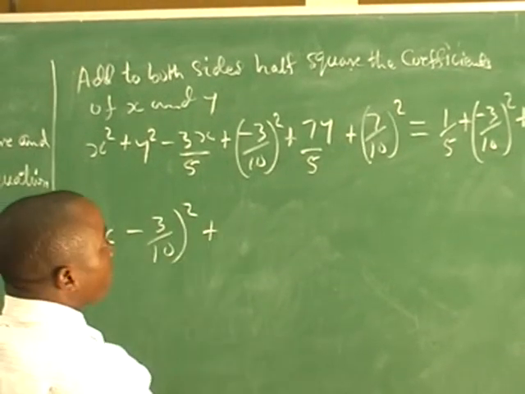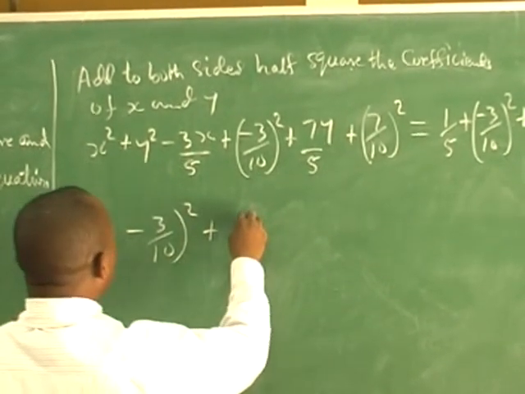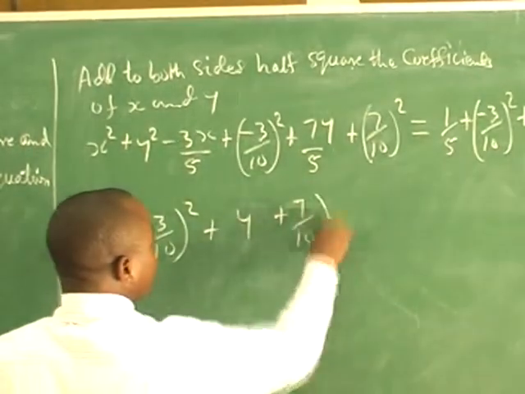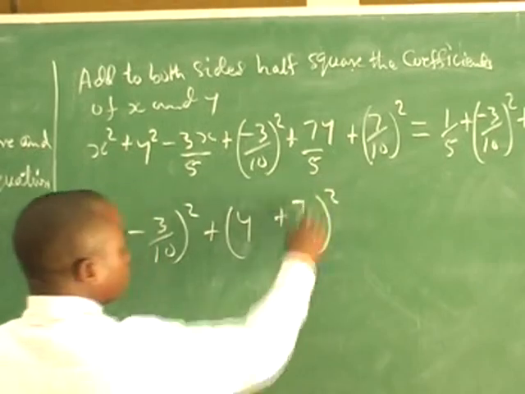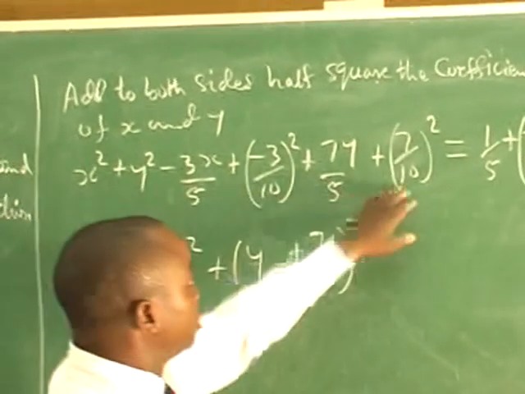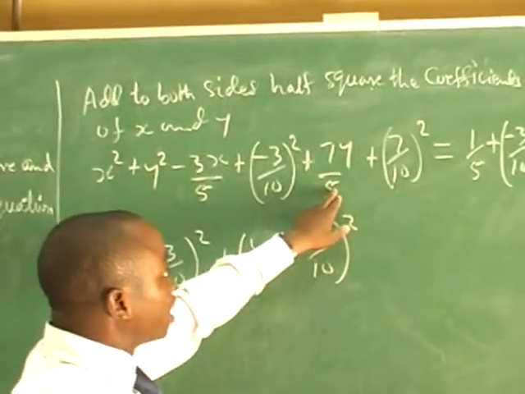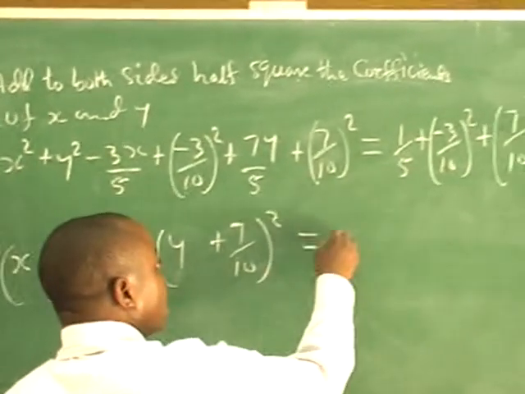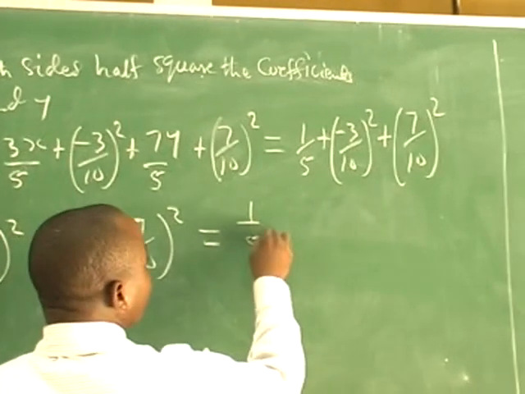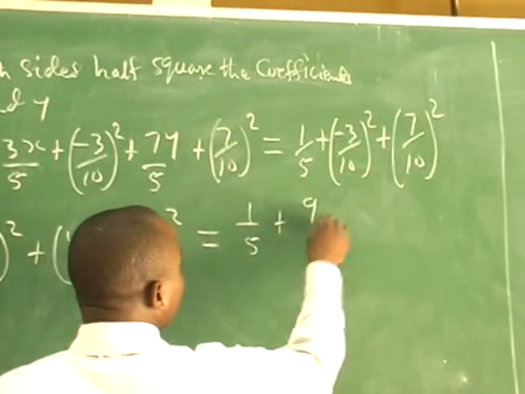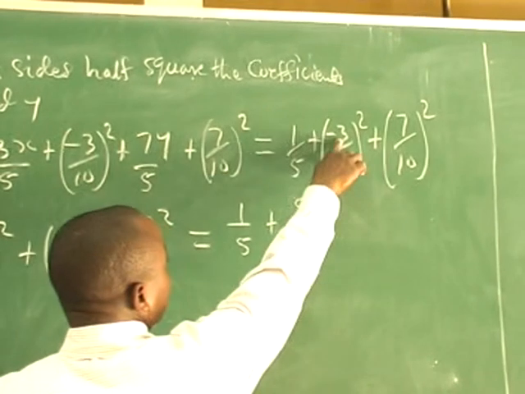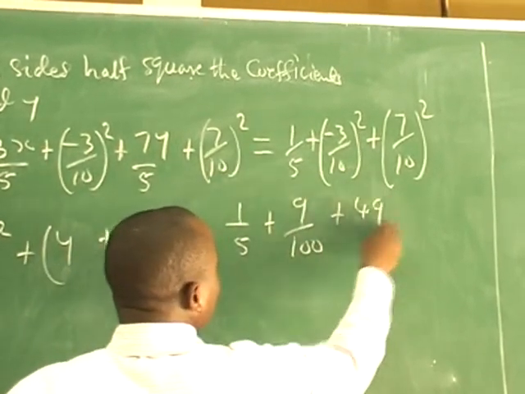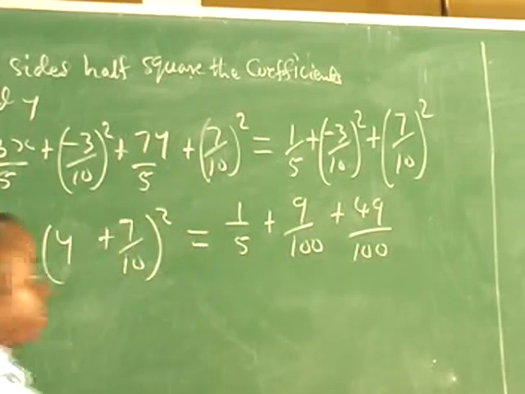Plus, then I will have (y plus 7) all over 10, squared. So this and this again come. Why will I not write this one again? Because here it is already inside here, which is the same as 1 all over 5 plus 9 all over 100, that is minus 3 squared and 10 squared, plus 49 all over 100.